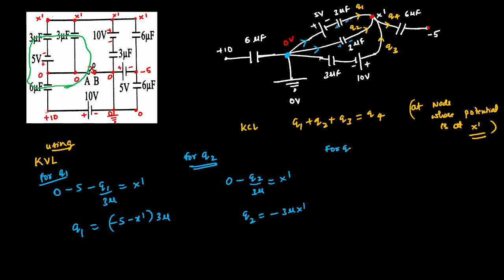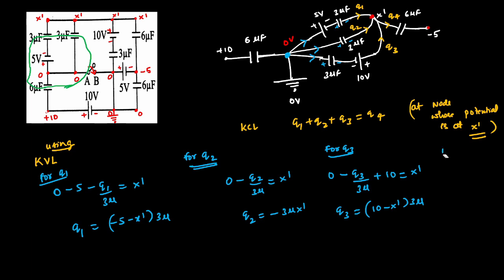For Q3, we'll now see this branch. We are starting from 0 potential, so plus to minus, minus of the charge flowing through that branch, Q3, by 3 microfarad, the capacitance. That's a voltage drop, then minus to plus 10 volts as we cross the cell, which is equal to the potential at the node, X dash. So Q3 is going to be 10 minus X dash times 3 micro.